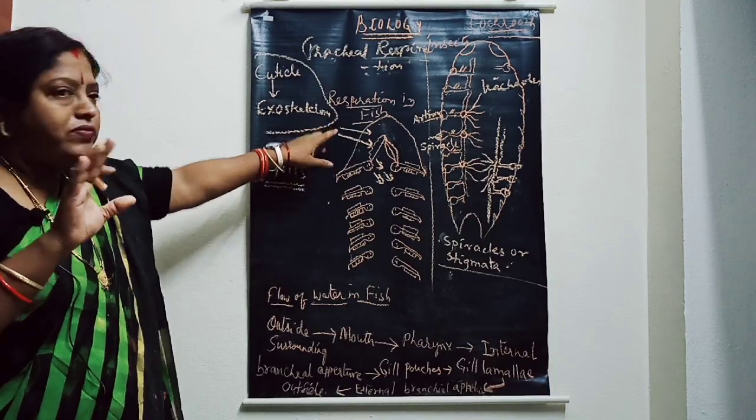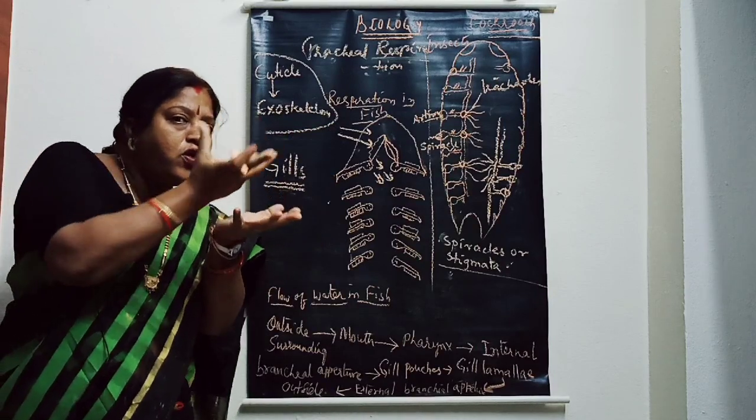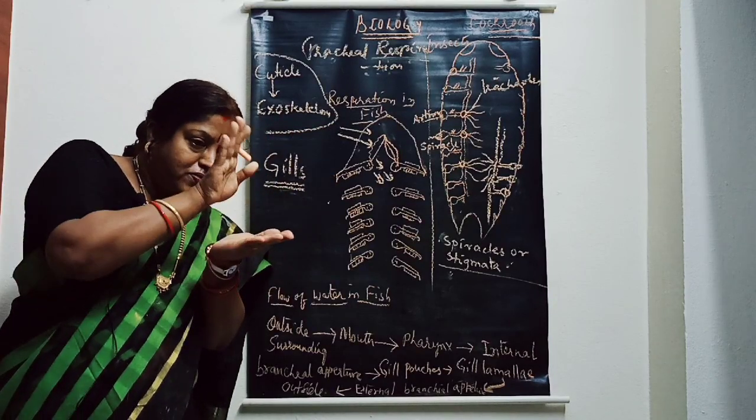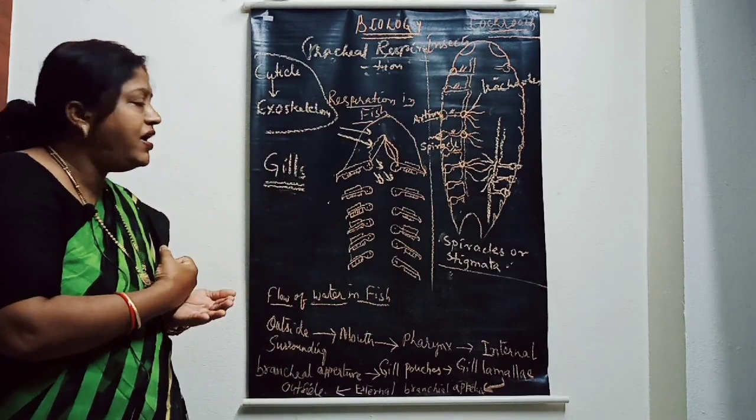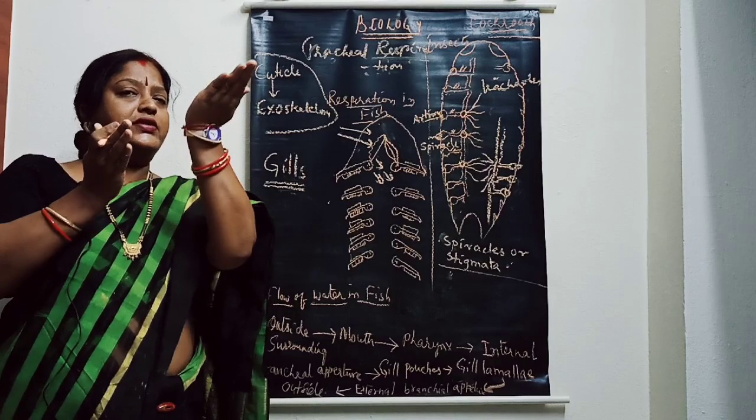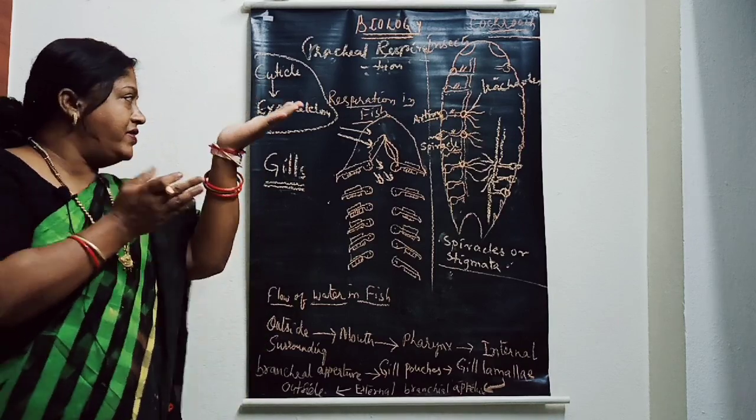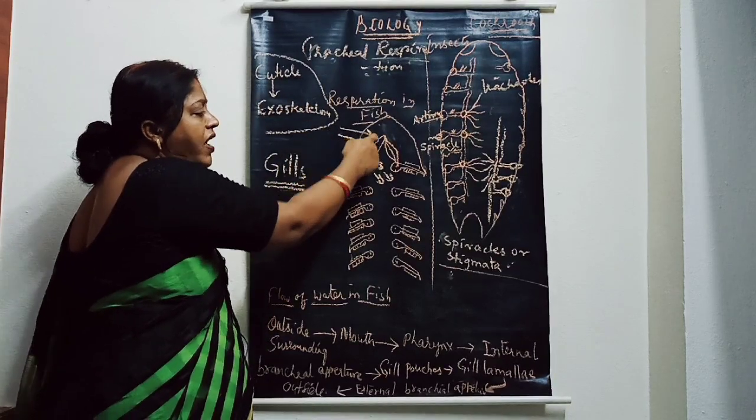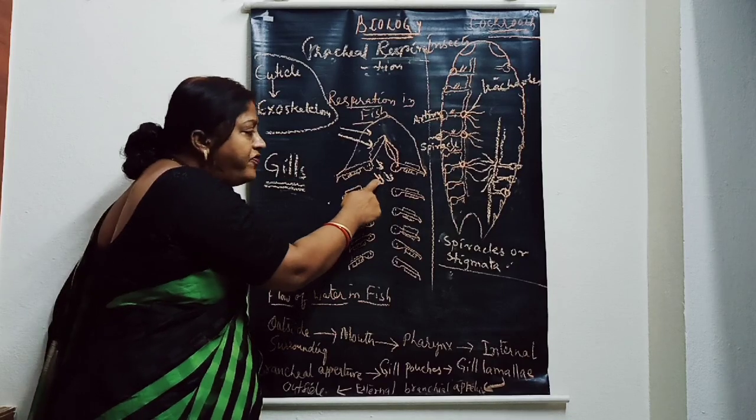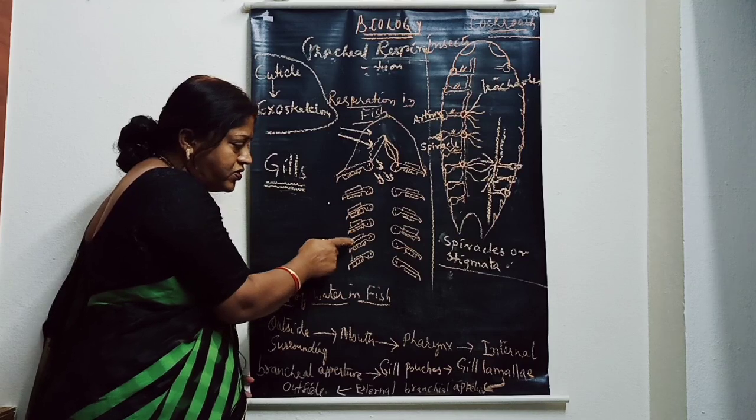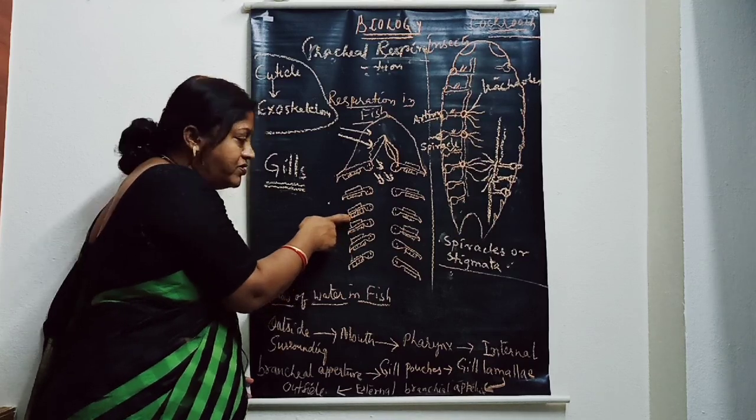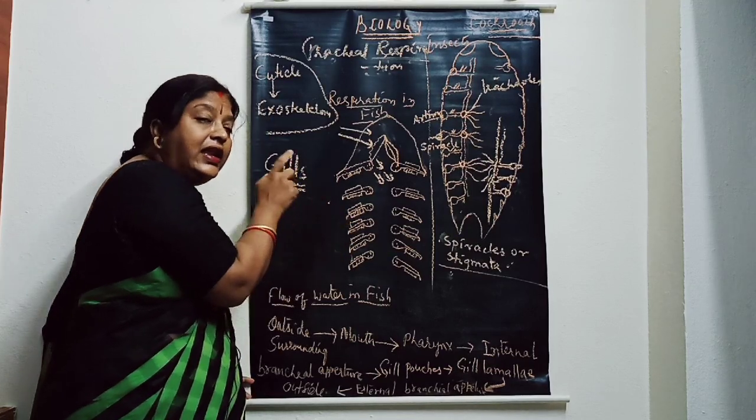Understood? Then the fish opens its mouth and draws in water. It opens the mouth and lowers the floor of the buccal cavity, then takes water inside. Then it closes the mouth and raises the floor of the buccal cavity. Then the water from the mouth enters into the pharynx. From the pharynx it enters into the gill pouches. You can see these are the gill pouches. And from the gill pouches water enters into the gill lamellae.